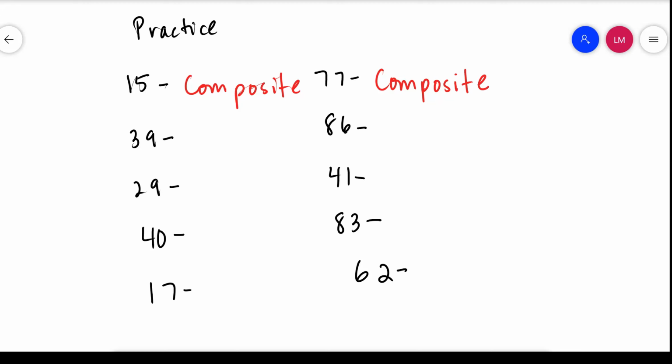39. Let's think about that one for a second. The answer is it is composite. And I know what you're possibly thinking: well, I don't see 39 on the multiplication table. And that's the thing. I challenge you students, and my students that I teach, to try to know your multiplications up to 20 times 20.